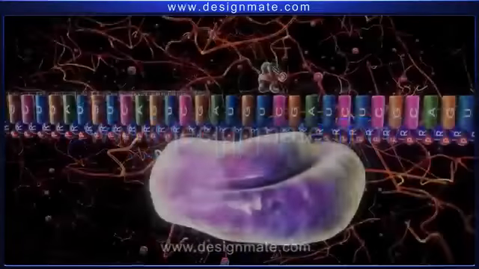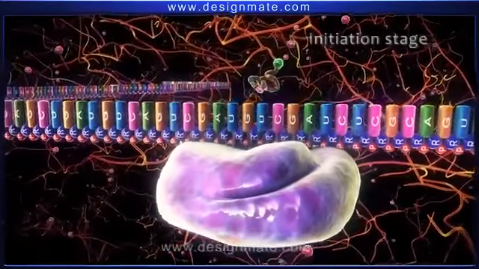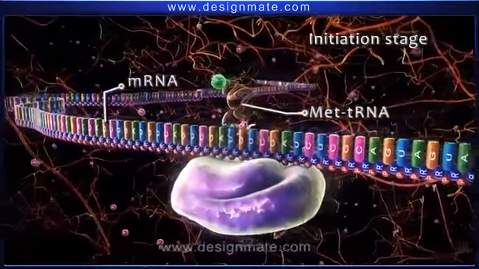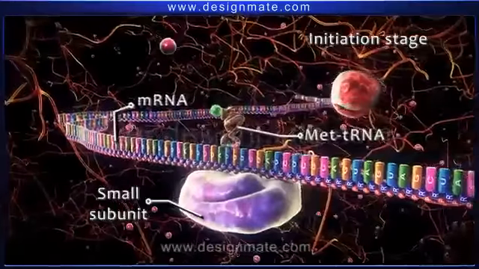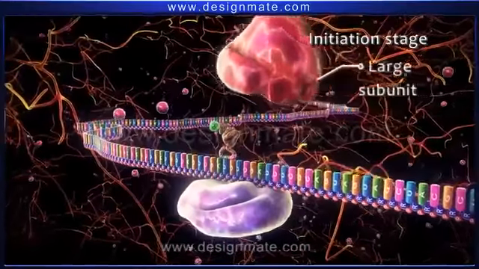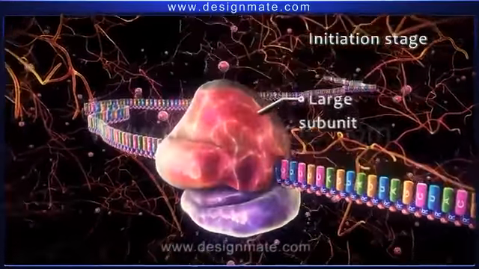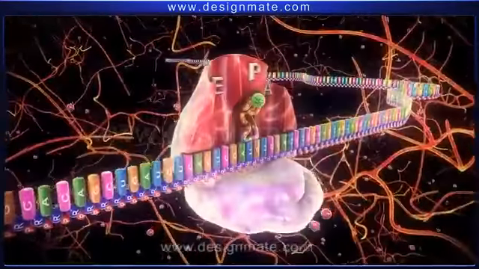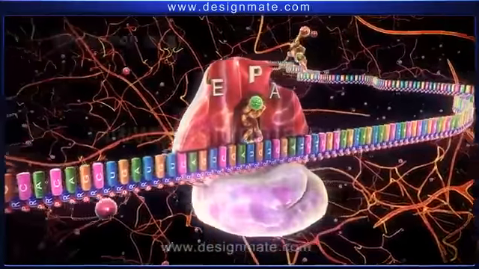Summary. Protein synthesis shows that the first stage involves the binding of the met-tRNA to mRNA and the small subunit of the ribosome. The larger subunit of the ribosome then combines with the small subunit. The second stage is the elongation stage.